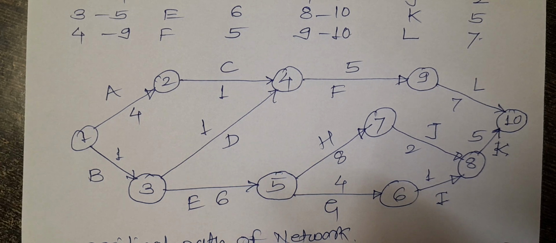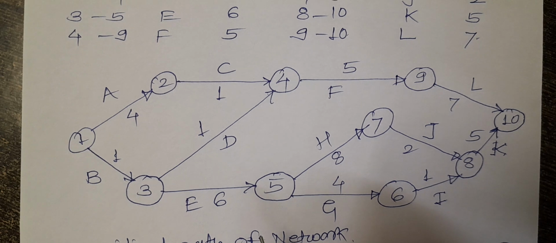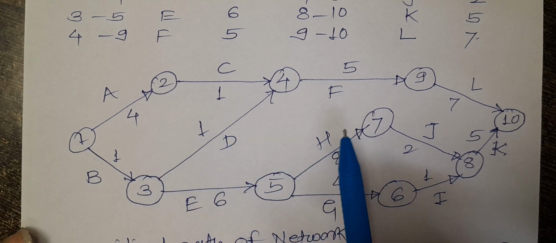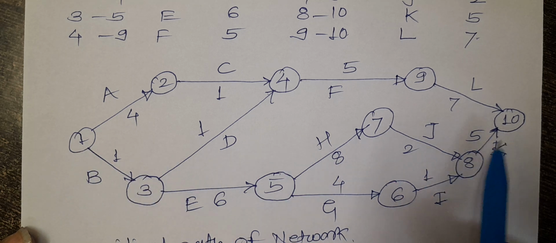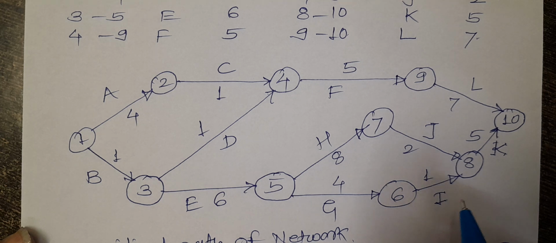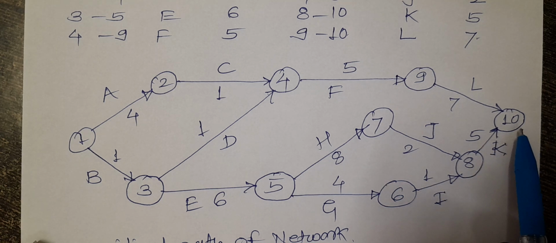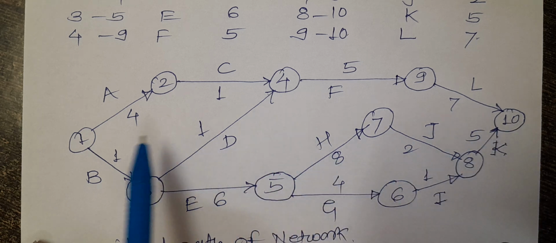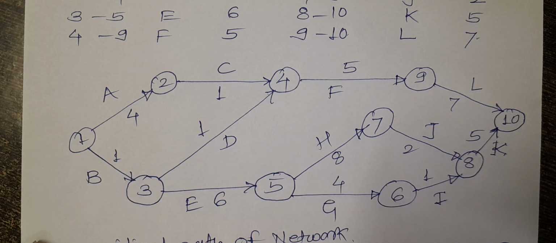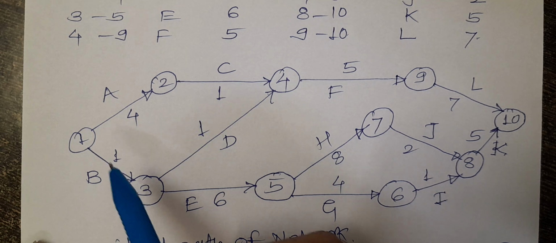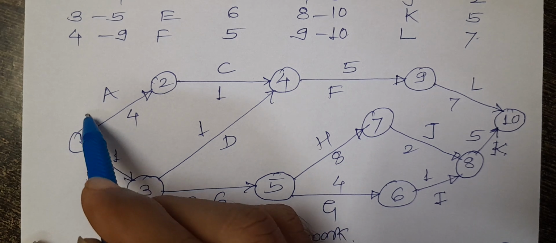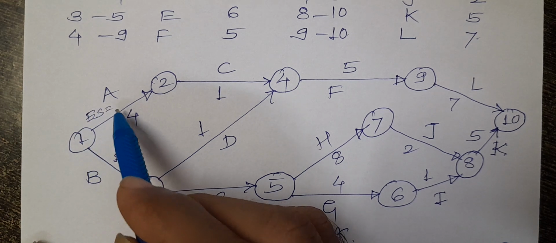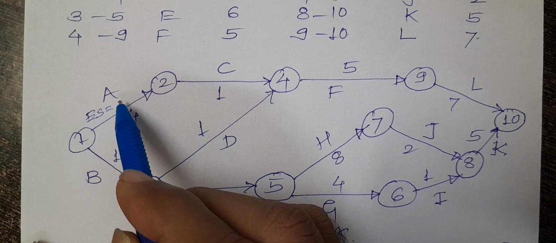So we have to find the earliest start and earliest finish for every activity. For finding this, we have to move from node 1 to the last node, and for finding the latest start and latest finish, we have to move from the end toward the start. So we'll just go one by one. What is the earliest start time for this activity? Earliest start time for this activity is 0.